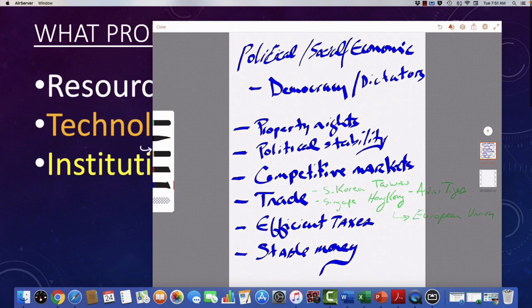A stable monetary system or a stable monetary regime is really an important aspect of economic institutions. It's one of the reasons why none of you were assigned the Venezuelan bolivar, because the value of that money is so utterly uncertain that it's likely that if you had that currency assigned to you, you would have no value.